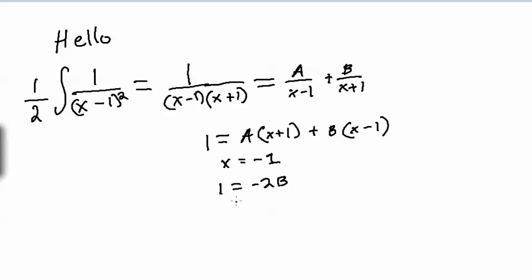So from this, we know b equals negative 1/2. And then we can also find a by plugging in x equals 1. When x equals 1, we see that 1 equals a times 2. Therefore, a equals 1/2.